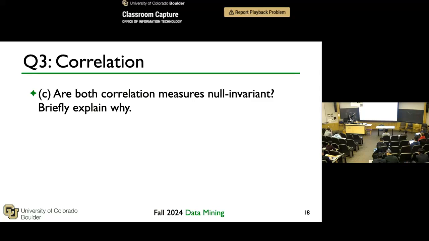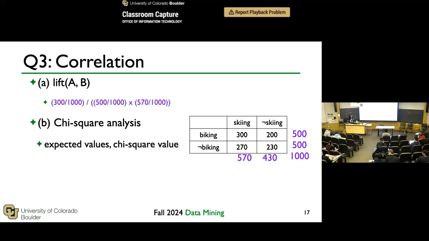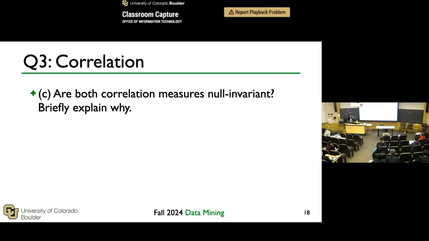But this one is related to the null-invariant, or null transactions. Going back to the previous table, null transactions are the case where none of that is happening. I'll quickly go through this. The question says to state whether they are null-invariant or not, and then briefly explain why. What you're looking for is whether the formula in your calculation considers this null case, 0,0, not biking and not skiing. Is that considered or not?